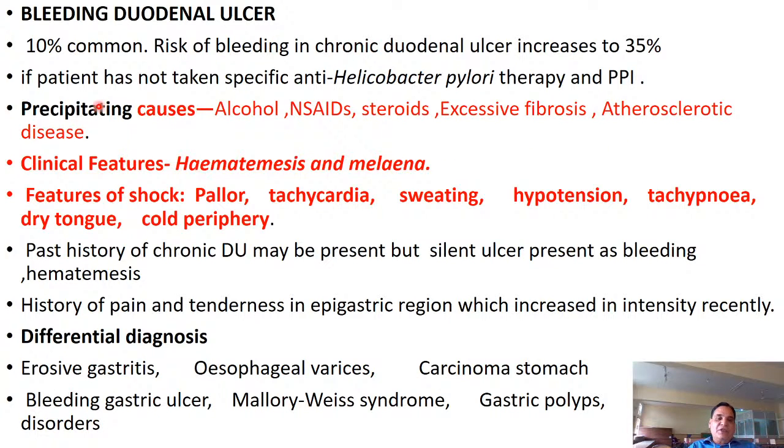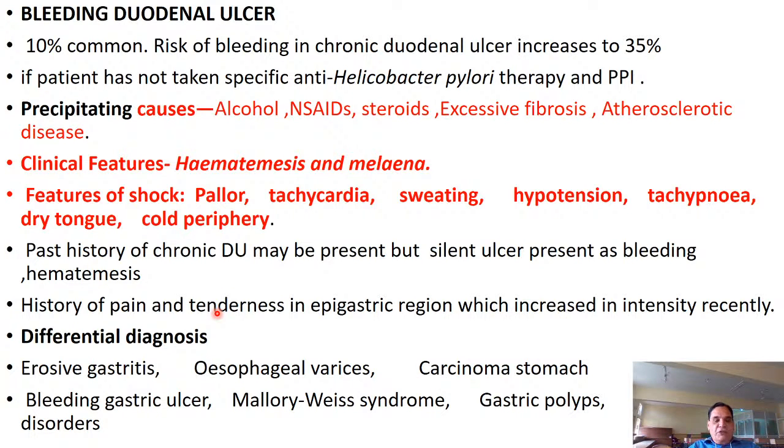But the clinical features are very simple. Commonest are hematemesis, melena, and features of shock. I have talked in detail about shock. All features of shock may be present: pallor, tachycardia, sweating, dry tongue and cold extremities. Some patients may give a history of DU. But with a silent ulcer, that means DU can present for the first time as duodenal ulcer bleeding.